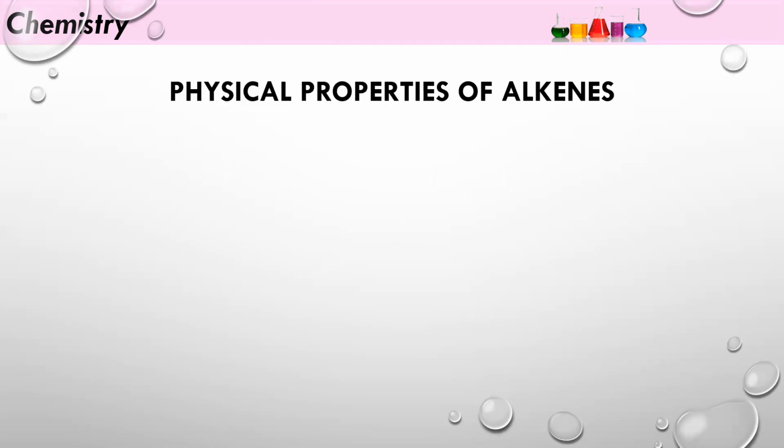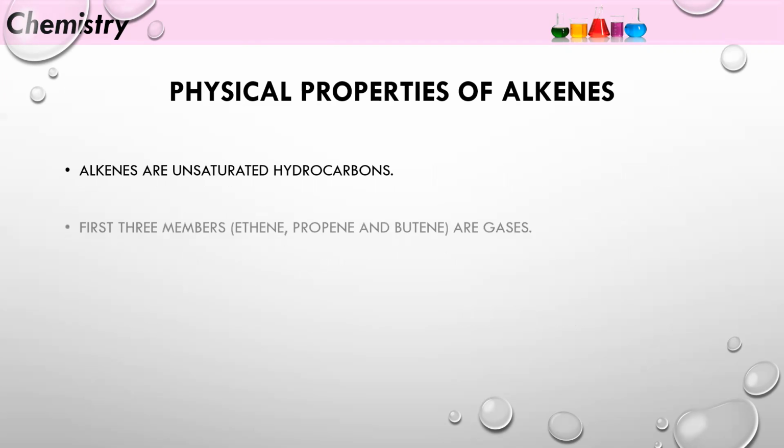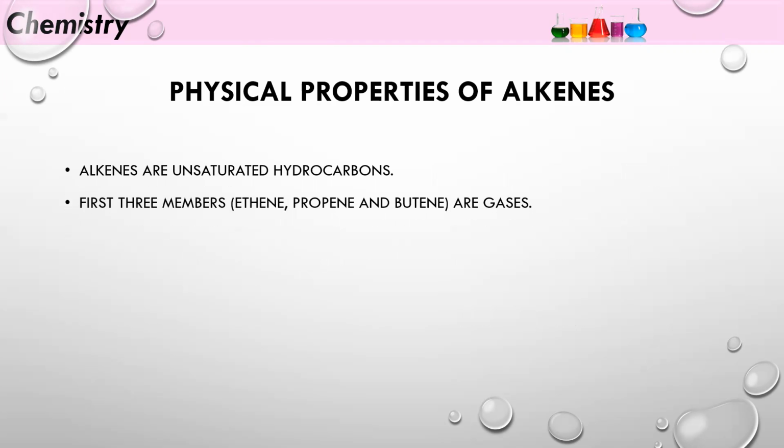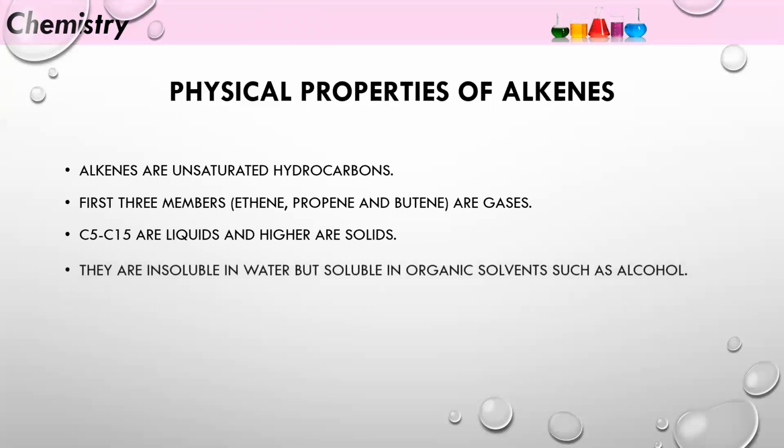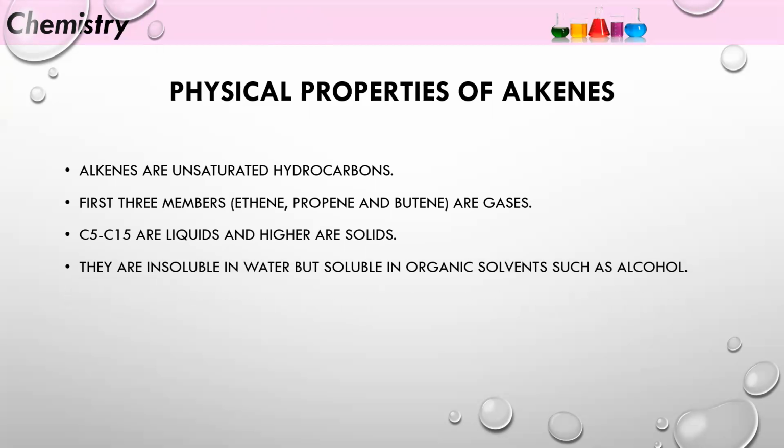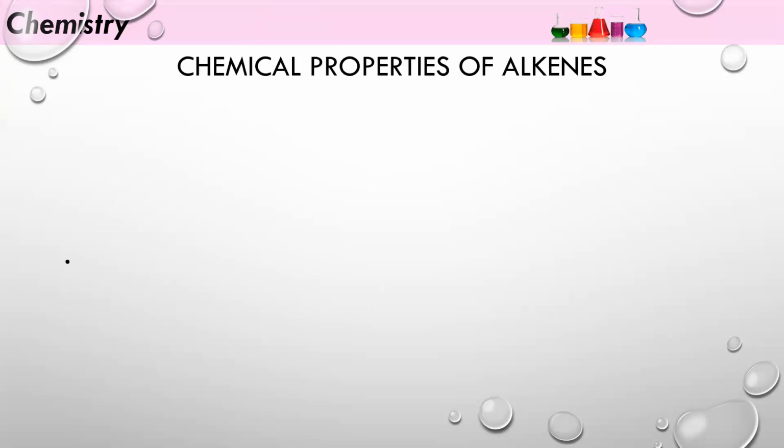Physical properties of alkenes. Alkenes are unsaturated hydrocarbons. The first three members, which are ethene, propene, and butene, are gases. The hydrocarbons from carbon number 5 to carbon number 15 are liquids, and higher ones are solids. They are insoluble in water but soluble in organic solvents such as alcohol. They have one or more double bonds. That's why they are unsaturated hydrocarbons, because the carbon valency is not fully utilized by hydrogen.